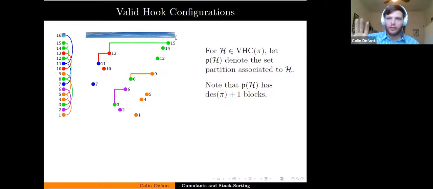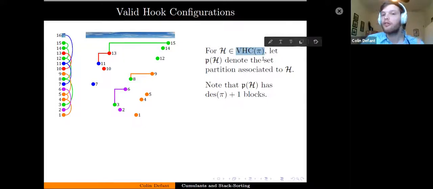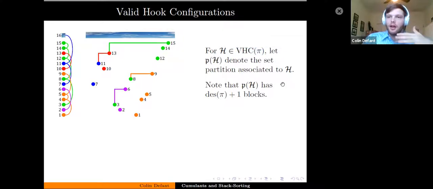Now, okay, I realize this is sort of a lot of definitions, but the last piece of terminology here is that I'm letting VHC of pi be the set of all valid hook configurations of the permutation pi. So again, as I just said, a permutation could have multiple valid hook configurations, and I'm letting VHC of pi be the set of all of them. It could have no valid hook configurations, in which case this is the empty set. And so then, if H is a valid hook configuration, I let P of H be this set partition that I get by doing the coloring and slamming it against the wall over here.